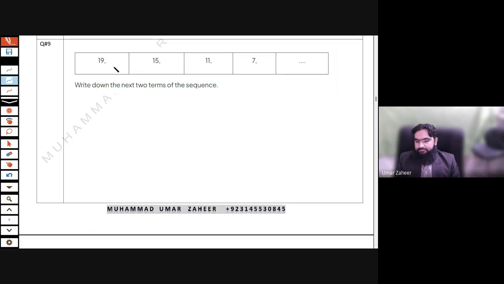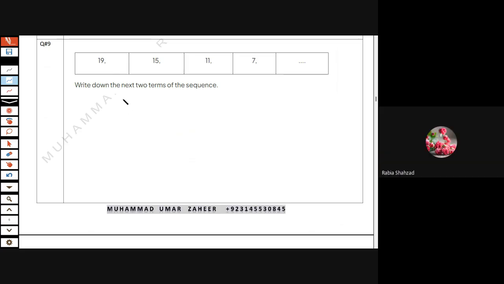Yes, Rabia. Yes, sir. It's decreasing by 4, minus 4, and it's an arithmetic sequence.